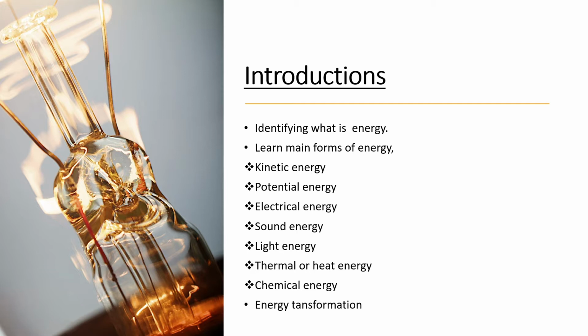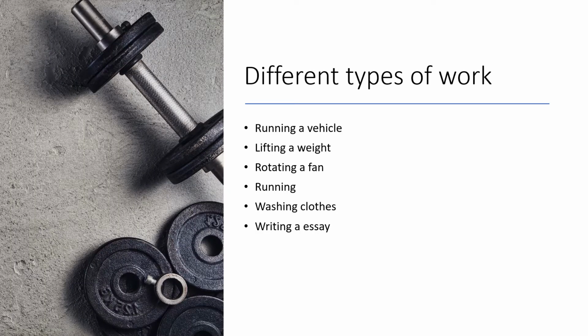Okay, so we do various types of work in our day-to-day life. Animals and machines also do work. So there are some different types of work, such as running a vehicle, lifting a weight, rotating a fan, running, washing clothes, writing an essay.